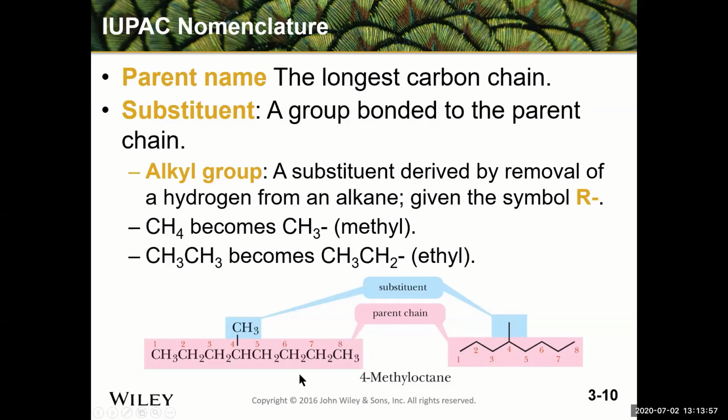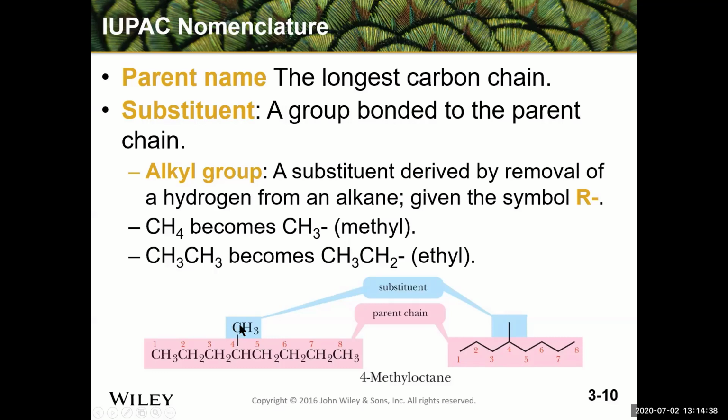So here's an example. If you look at the condensed formula for this compound, you find the longest chain, and the longest chain is 1, 2, 3, 4, 5, 6, 7, 8. So the parent compound is octane, okay? And the substituent is this CH3 group. It's based on methane, but we lose one hydrogen because we have to form a carbon-carbon bond with the parent chain. So this is a methyl group.